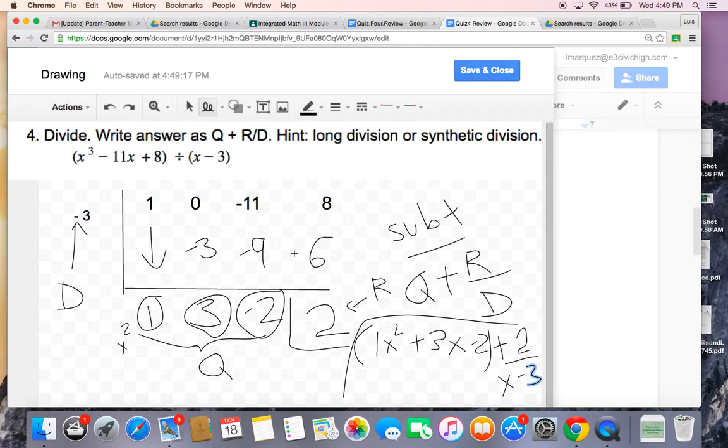So when you do synthetic division, this quantity is always the coefficient of your answer, or your quotient. This last box, circle it, because that's always your remainder. And this quantity that you write out here is always your divisor, which is x minus 3. So my final answer in the form quotient plus remainder over divisor is going to be 1x to the second plus 3x minus 2 plus, and then my remainder was 2 over my divisor, which was x minus 3.